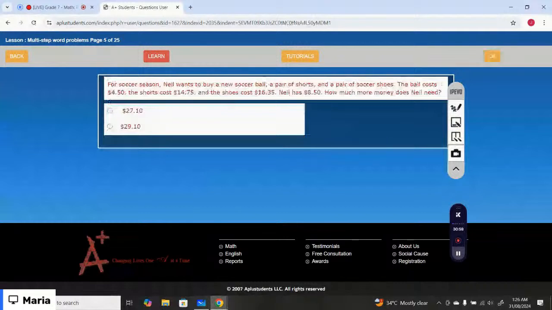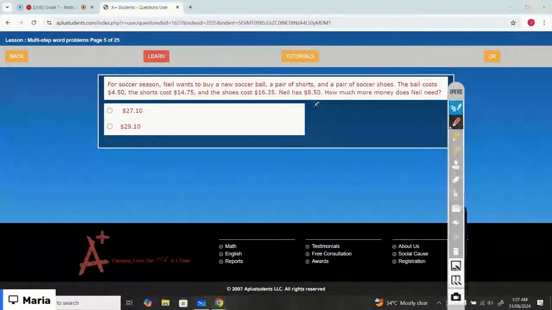Next example. Question: for soccer season, Neil wants to buy a new soccer ball, a pair of shorts, and a pair of soccer shoes. The ball costs $4.50. The shorts cost $14.75 and the shoes cost $16.35. Neil has $8.50. How much more money does Neil need? So he wants to buy a ball that costs 4.50, shorts that cost 14.75, and shoes that cost 16.35.